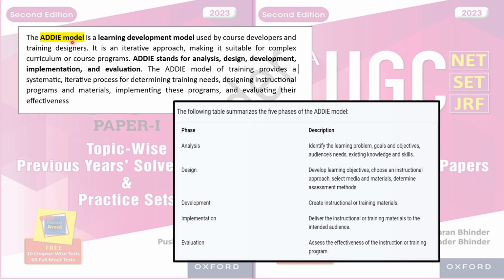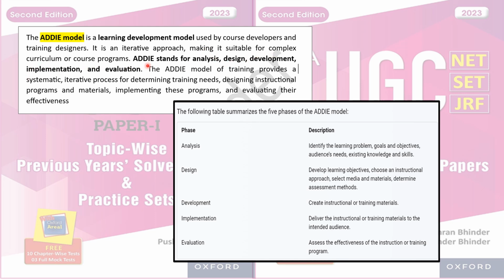ADDIE model, it is a learning development model which is used by course developers and training designers. So this model can be used by the teachers who are teaching you in the classroom. It can be used by online teachers or classroom teachers. Anybody who wants to develop a course or some trainer, they can use this model. It is an iterative approach. Iterative means step by step approach in which steps are followed to develop the course by the teachers, making it suitable for complex curriculum or course programs.